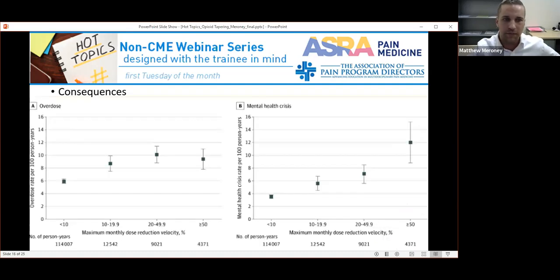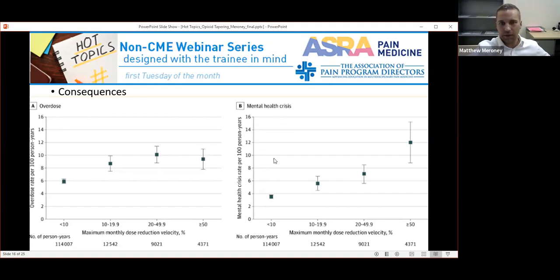I do think it's important to talk about what data we have in regards to this, so the consequences of changing the velocity of your taper. Over here, you have overdose, so the chance of someone being tapered and then having an overdose event. That's overdose rate per 100 person years. If you're decreasing the dose by about 10% or less, you're going to have a lower overdose rate. It's not 0, but it's lower. That can almost double if you start going 20 to 50% a month. But it hovers once you're 20 plus, then there is a significant risk.